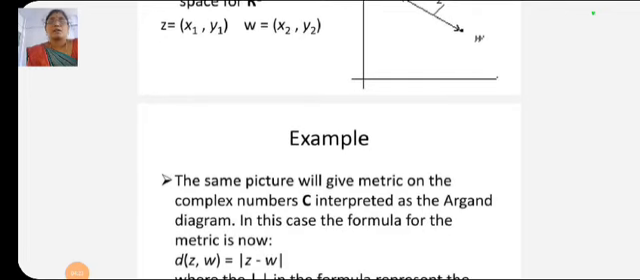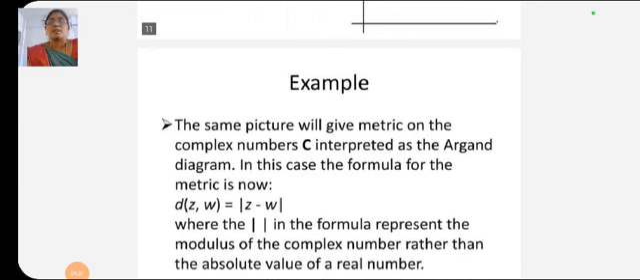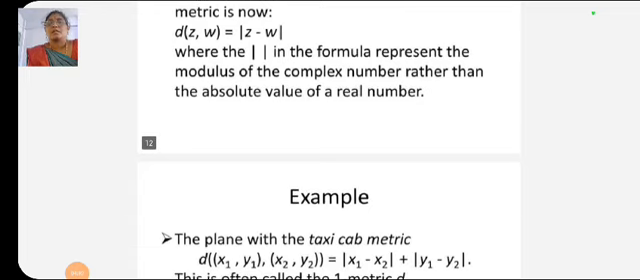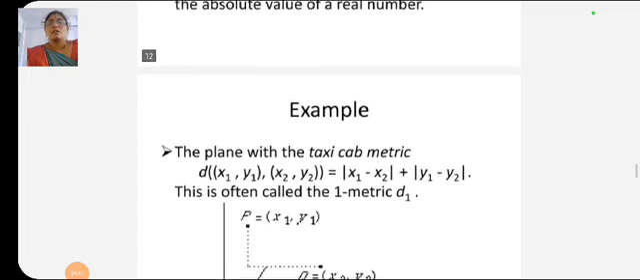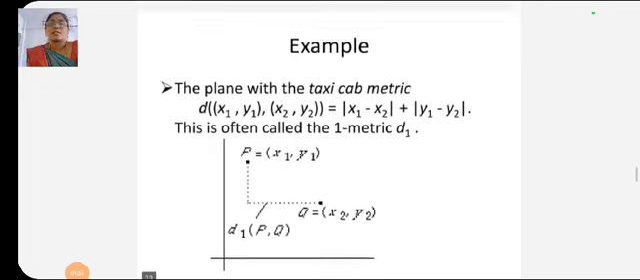The metric on the complex numbers C is interpreted as the Argand diagram. In this case, the formula for the metric is d of z comma w equal to norm of z minus w, where the norm represents the modulus of the complex number rather than the absolute value of the real numbers. The next example is the plane with the taxicab metric d, where we take the two points. Therefore, d of x1, y1, x2, y2 equal to norm of x1 minus x2 plus norm of y1 minus y2. This is often called the 1-metric.